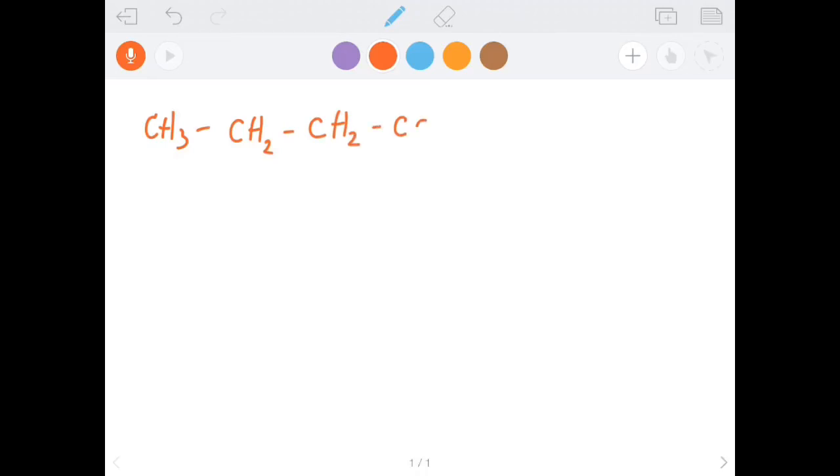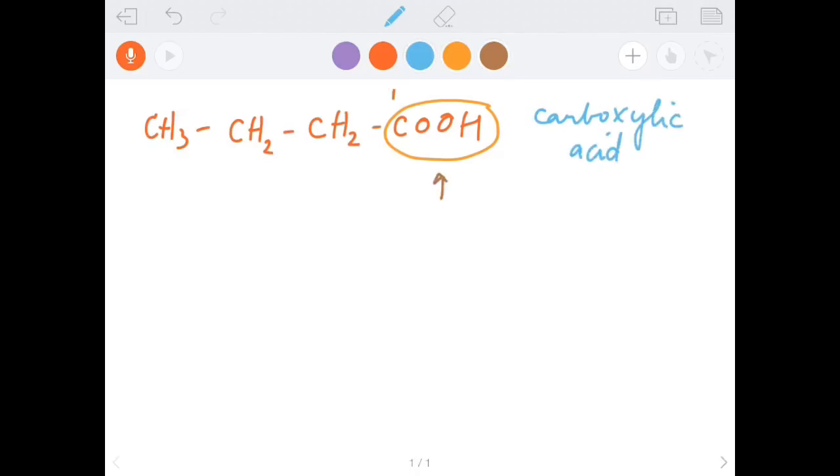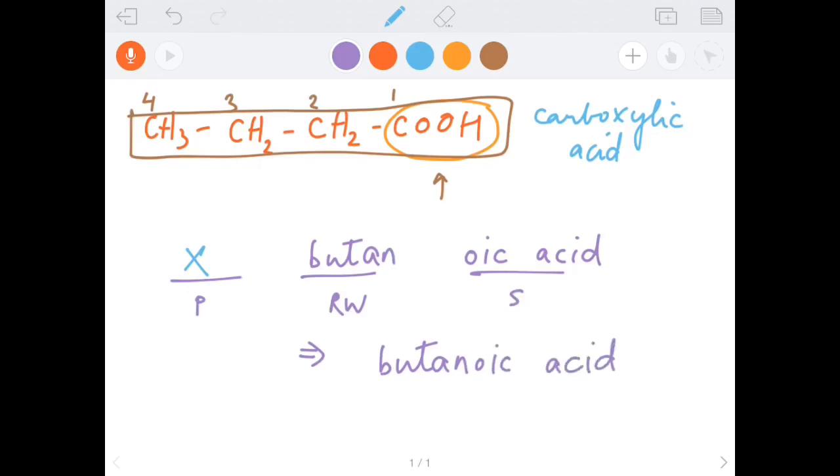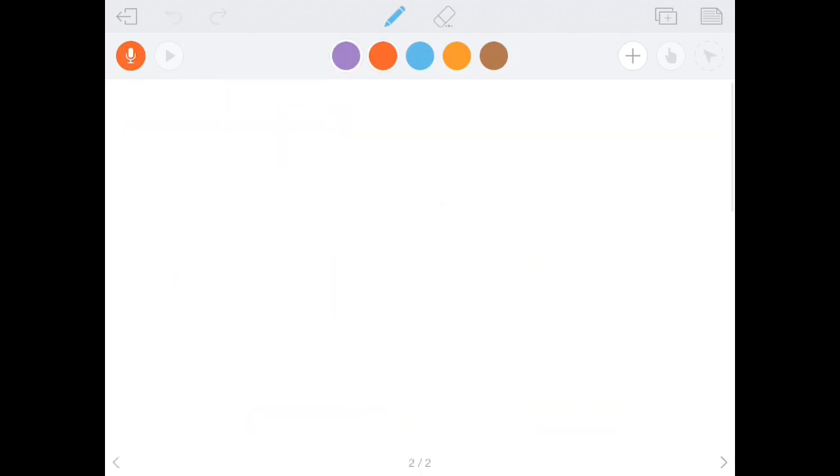I have CH3, CH2, CH2, COOH. Now if you notice, COOH is a carboxylic acid group, and that has to be included in my longest chain, which is very important, and that should always get the least number, indicating that you have to start numbering it from the right. If you notice, there's nothing outside the chain, so there's no prefix. 4 is going to indicate but. I'm going to write butane, and since it's a carboxylic acid, I'm going to put oic acid, so this becomes butanoic acid. All we have to do is from butane, we have to remove the E and put an oic acid to make it butanoic acid. Let's look at another example.